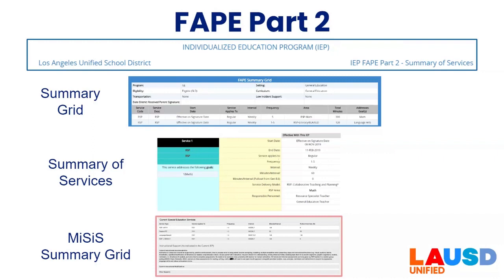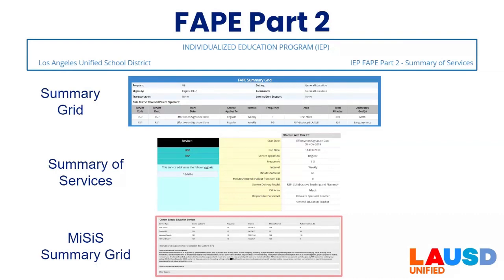The summary grid shows the service, interval, and frequency, total number of minutes, and what goals are being addressed. I can tell by looking at this grid that the student is receiving RSP in both math and language arts. They are receiving 300 minutes 5 times a week for math and 120 minutes 1 to 5 times a week for language arts.